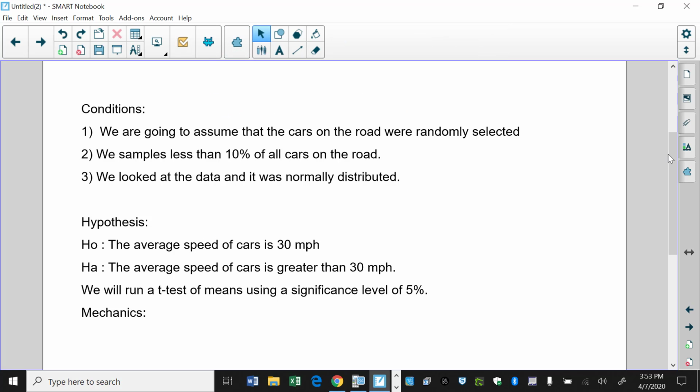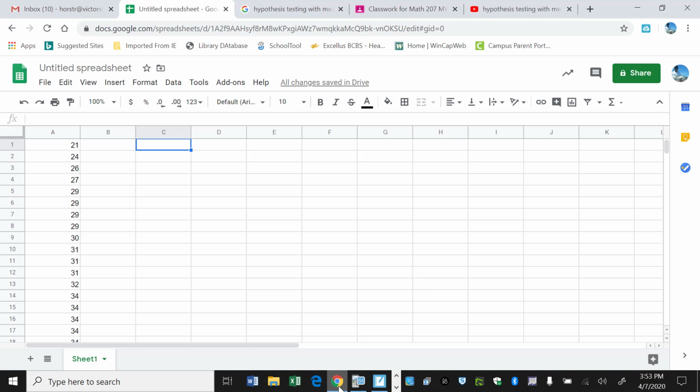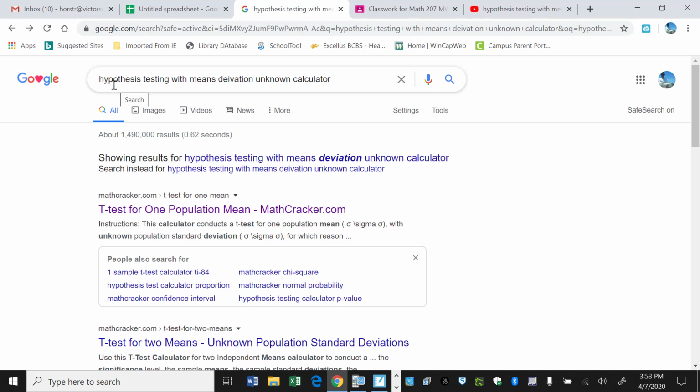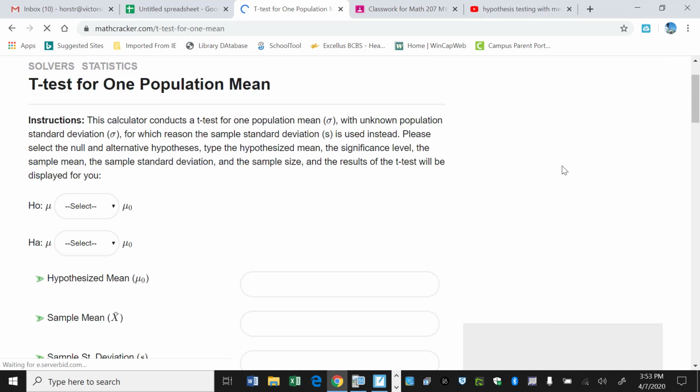The only thing that really has changed is the fact that we're using a t-score, and it changes the mechanics a little bit. So I'm going to scroll back up here and look at this problem. Where it changes the mechanics is, if you look at this data, I need an average and a deviation. If you want to do hypothesis testing with means, deviation unknown calculator, again, I just typed something and I even spelled deviation wrong. And this pops up and you can just click here and enter the information as you see fit.